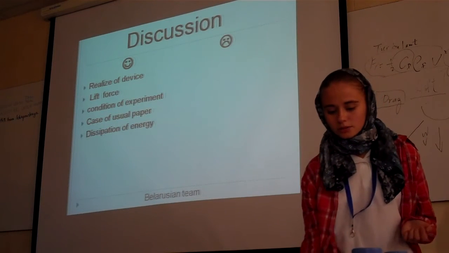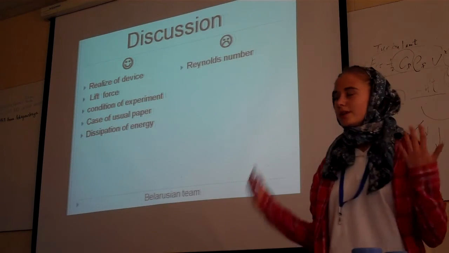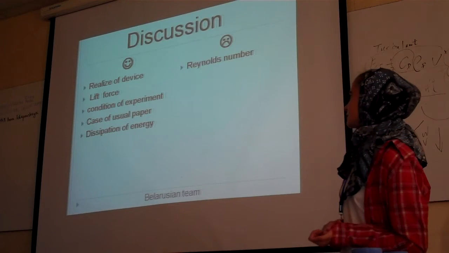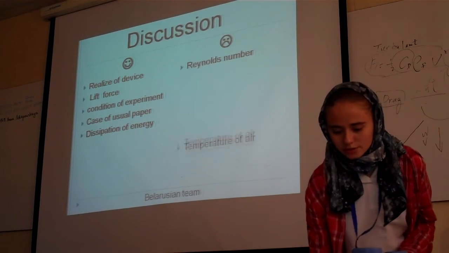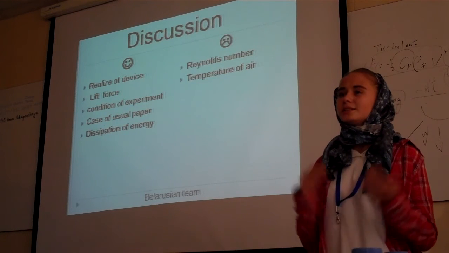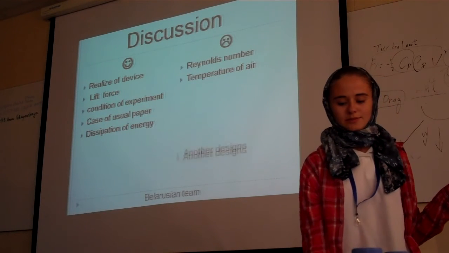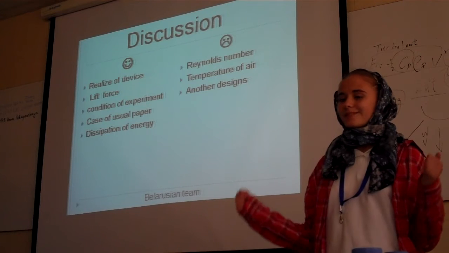So let's go to the minuses. At first, the Reynolds number. We can see some estimation in the report, but the reporter didn't use it in the presentation. Also, the temperature. I didn't think that it's an important parameter. And finally, another decision.